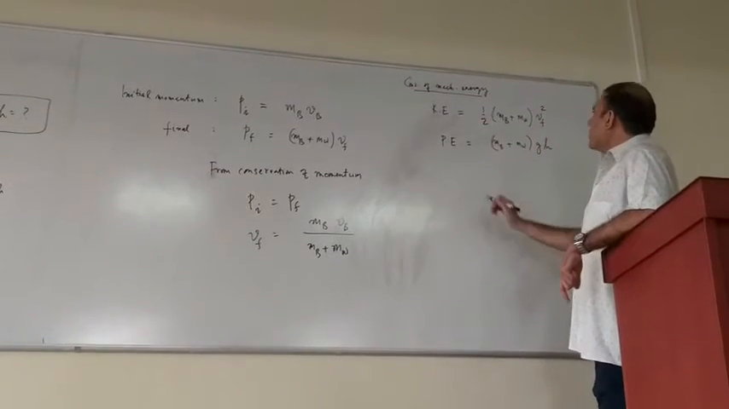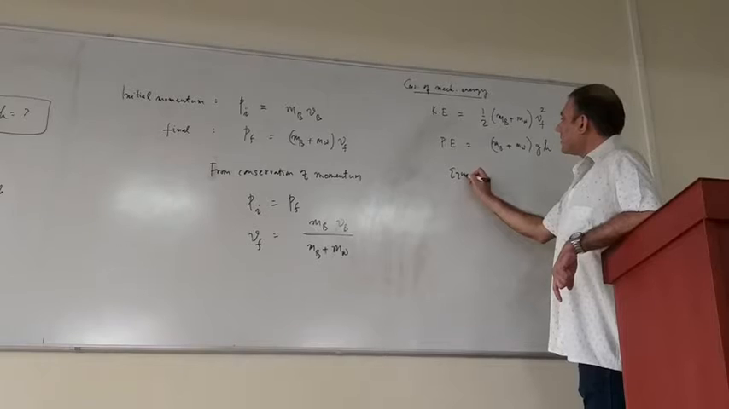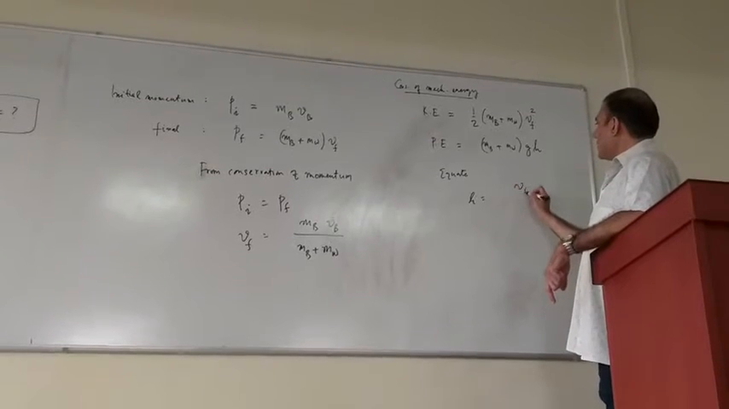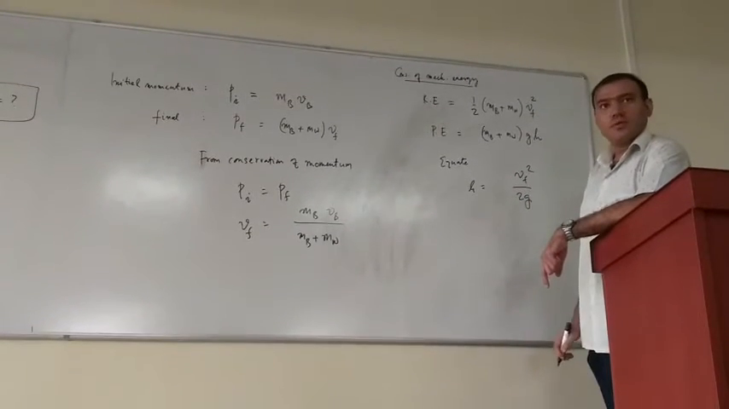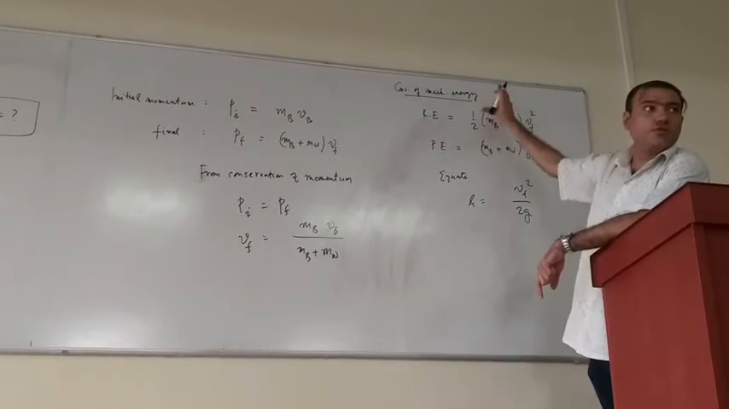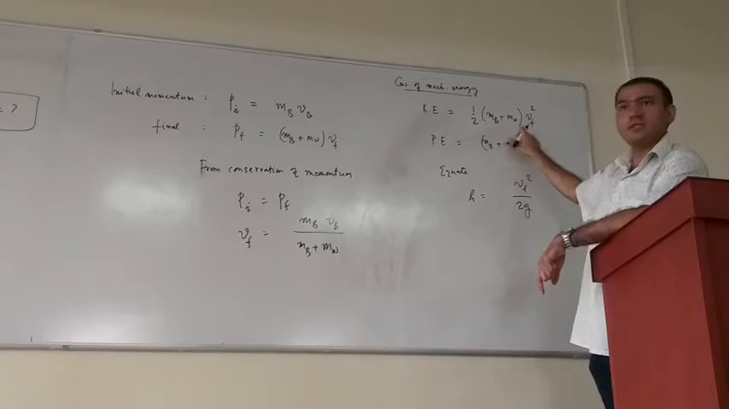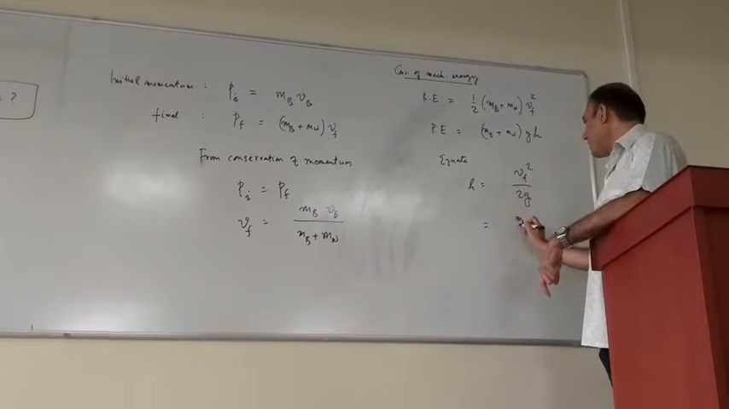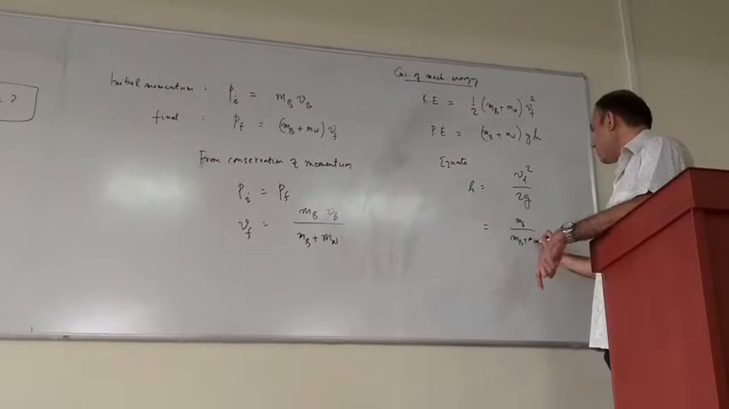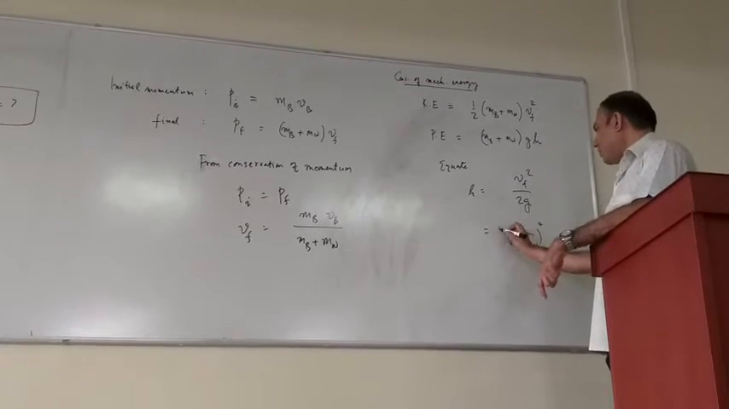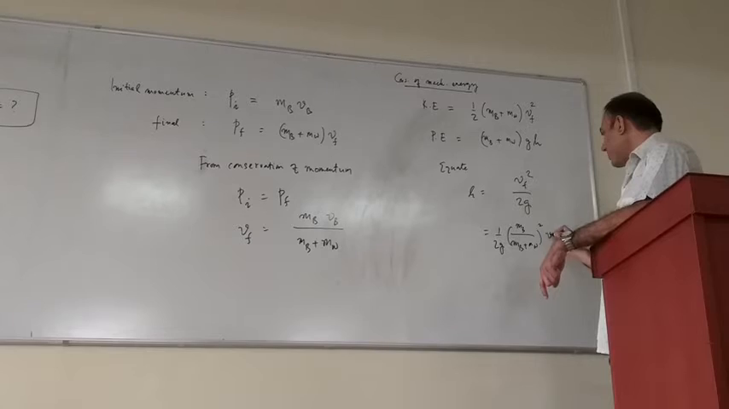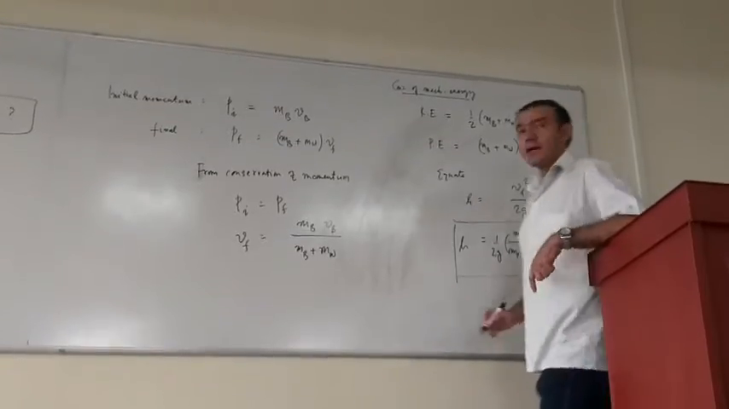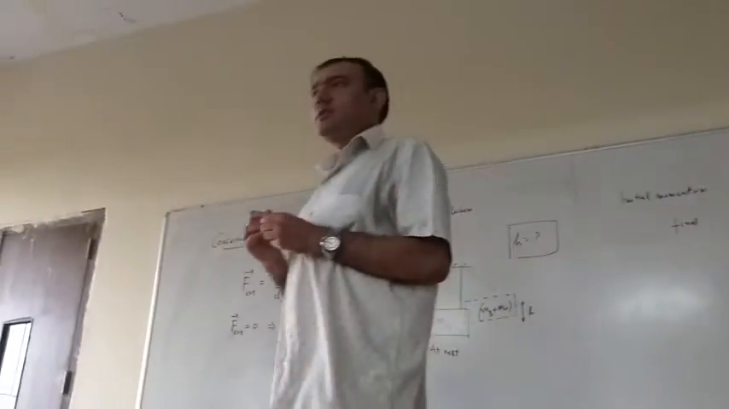So just equate these two from conservation, and you get h equals v_f squared by 2g, because all the masses will drop off once you equate. So just substitute v_f to be this. It would be m_b over (m_b plus m_w), squared, times v_b squared by 2g, which is 1 over 2g times v_f squared. So that should be the maximum height reached by the combined block and bullet.